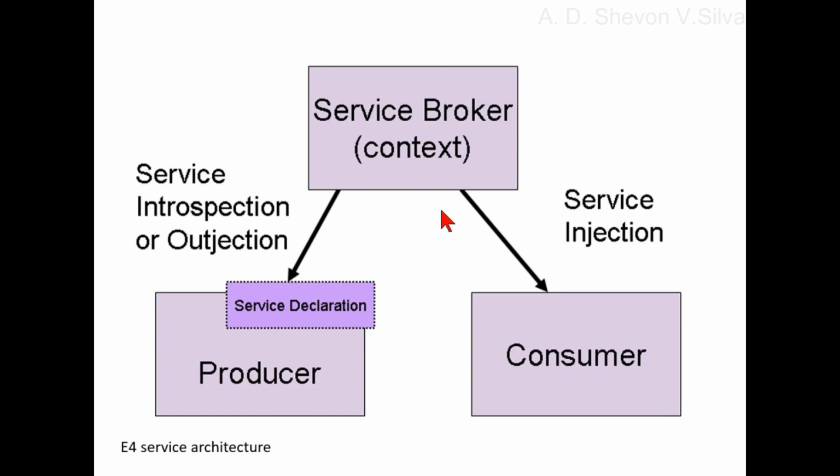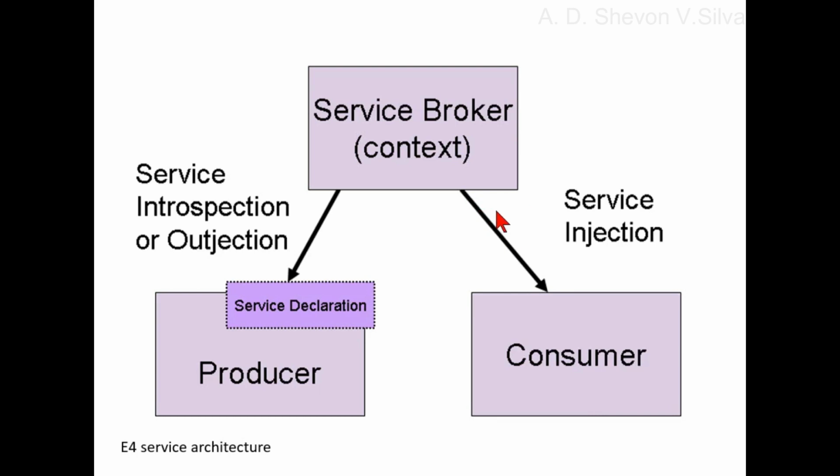This new flexibility is best explained by looking at how these three service participants are defined in E4. Context: the service broker. E4 introduces the notion of context as a generic mechanism that stores or knows how to locate services and provide them to the service consumers.